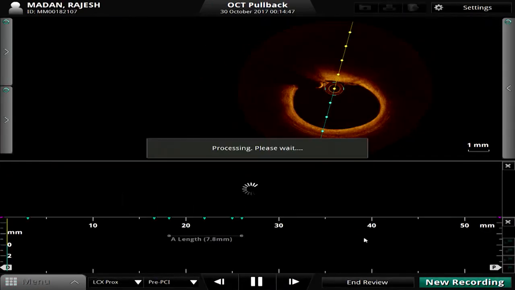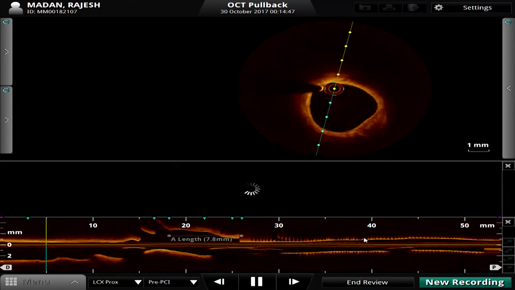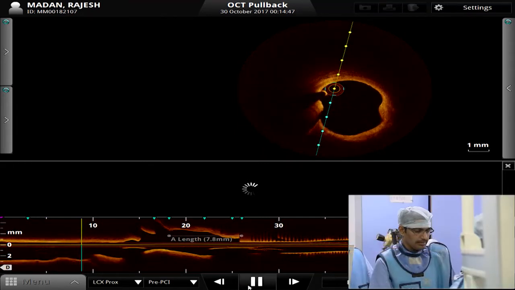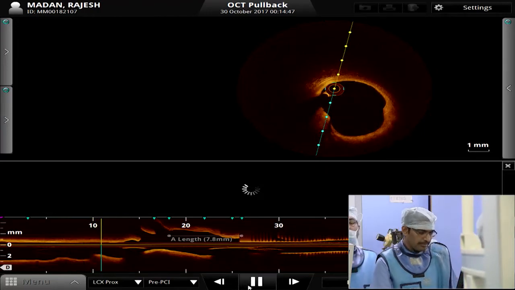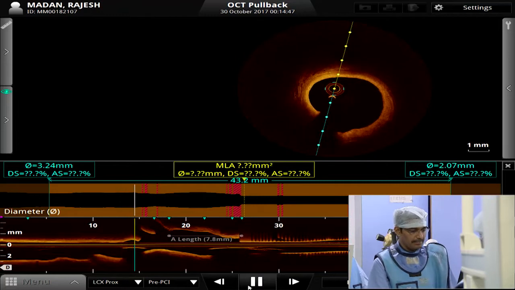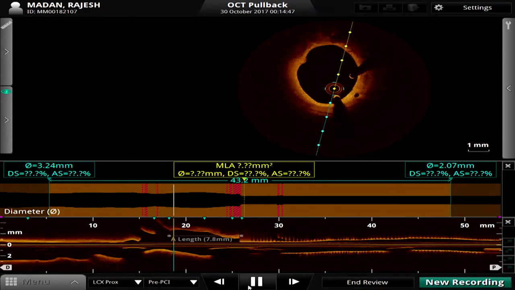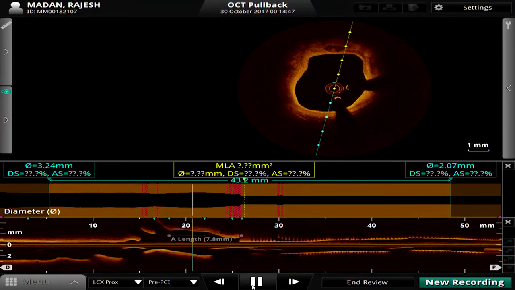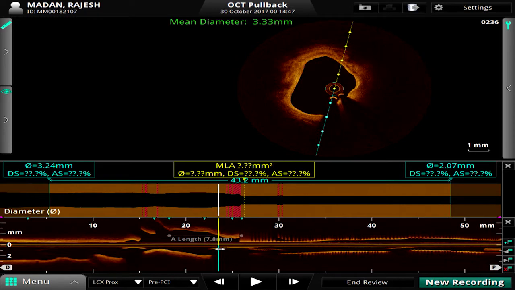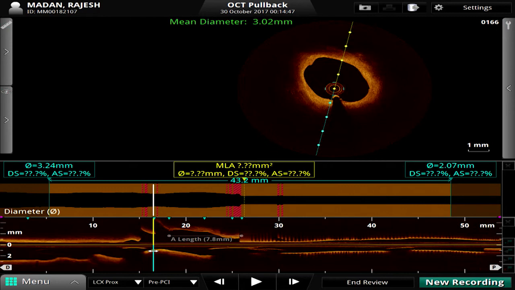Dr. Singh, is OCT your preferred mode of imaging to do a complex left main PCI, or do you use IVUS as well? So we do both, and the ostium of the left main is the only caveat which is not seen well with the OCT. But in a distal left main case like this, I would be pretty okay using an OCT.